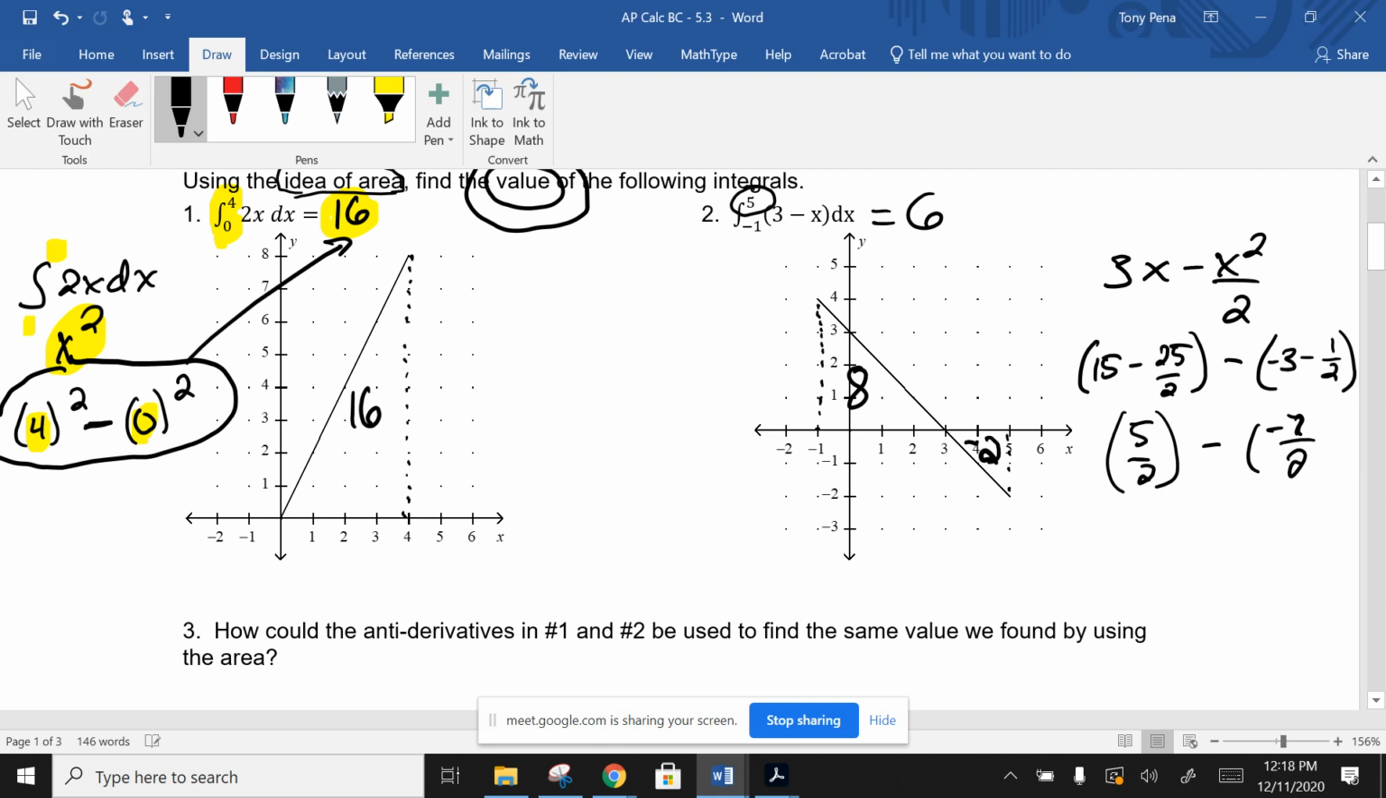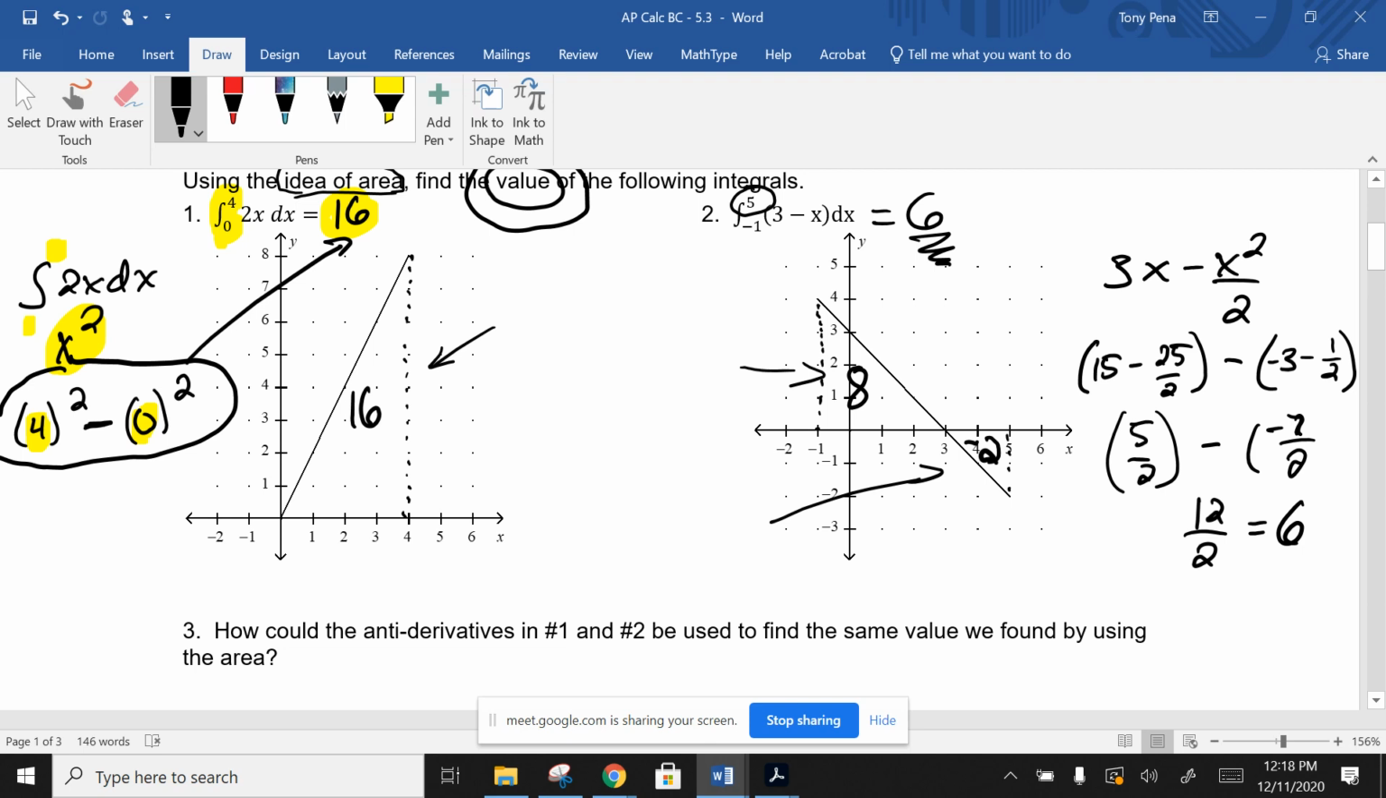So minus, minus. Now we would end up getting minus a negative 7. So we would get 12 over 2. That now does give us the 6 that we got with our area. Okay? So as these now become a little more complicated, because not every one of them is going to give us a geometry shape like this triangle or these two triangles, we can now rely on the antiderivative to figure out the value of any integral we want.